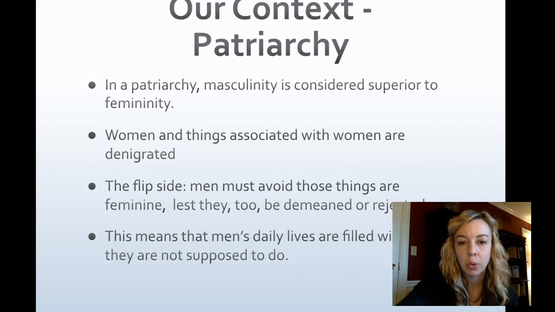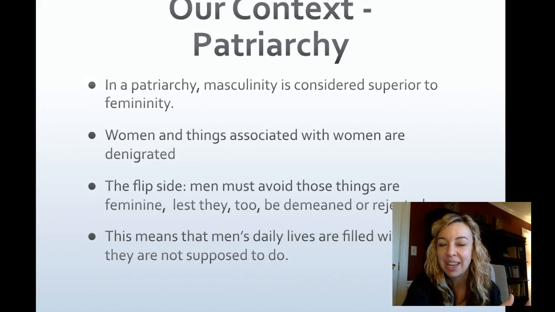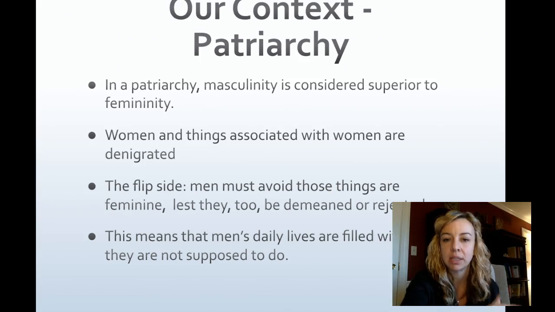Okay. So with that as a beginning for the different ways that we can look at gender, I want to make note that our context is a context of patriarchy. And so patriarchy is a system where masculinity is seen as superior to femininity and given social power. And so within patriarchy, women and anything associated with the feminine is denigrated. And then the flip side of this coin for men is that they have to avoid those things, or they also will be rejected or demeaned or seen as less.